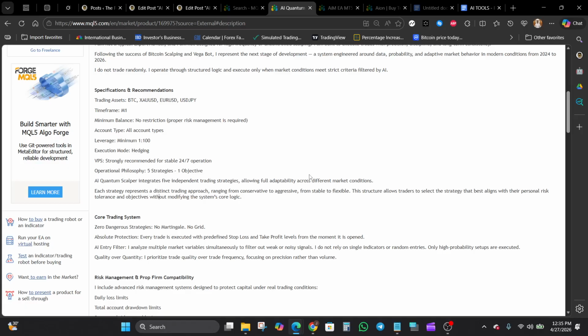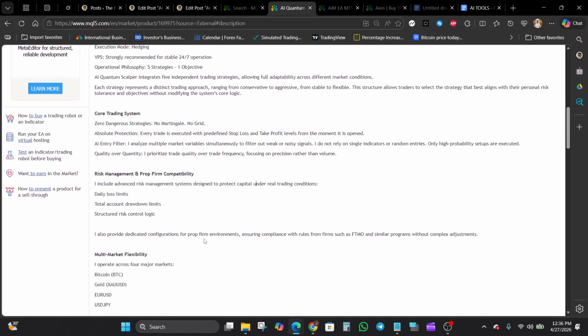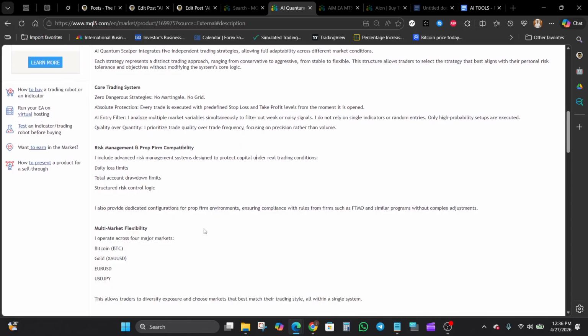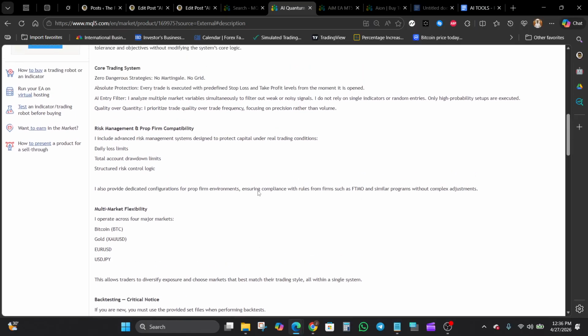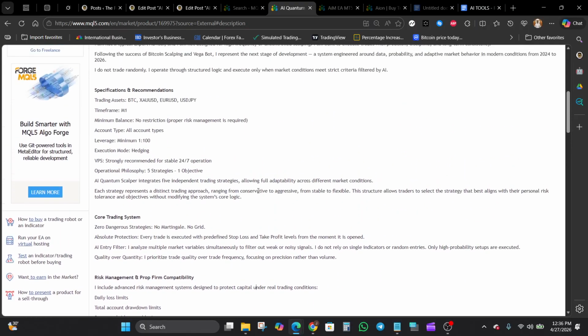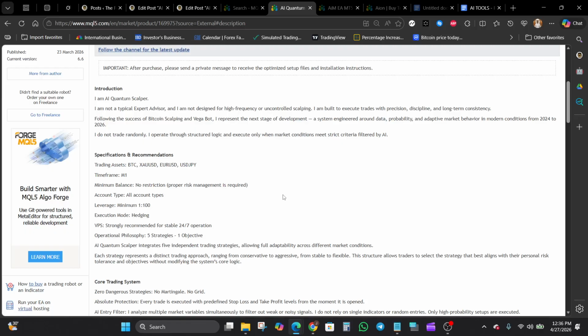Now, on risk management, I can see built in protections like daily loss limits, overall drawdown control, fixed stop loss, and take profit on every trade. And importantly, there is no martingale and no grid system. So that already reduces a lot of risk behavior that usually gets accounts into trouble. So overall, the EA is structured more like a controlled execution system rather than a high frequency trading bot.